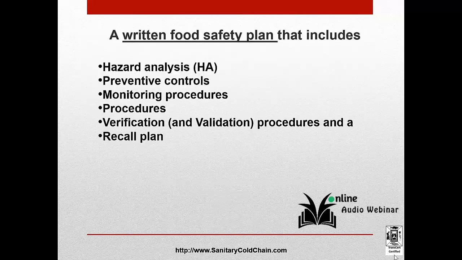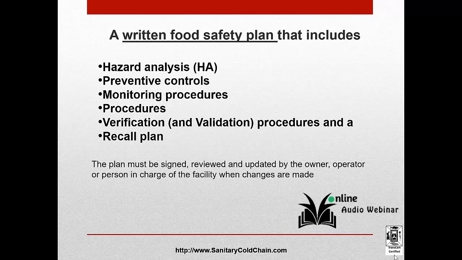Okay, so what does this require from you? First of all, you need to look at the types of food you have to determine what hazards can potentially impact them. So this plan that you have in your company now must be signed, reviewed, and updated by the owner, operator, or person in charge of the facility when changes are made.